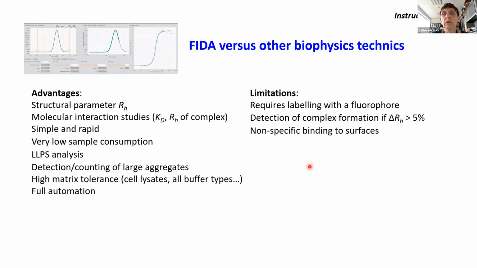The limitation is that it requires labeling with a fluorophore. You can only detect complex formation if the delta RH is higher than 5%, and you can sometimes face non-specific binding to surfaces.